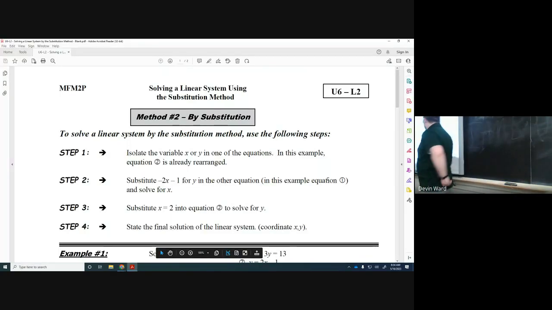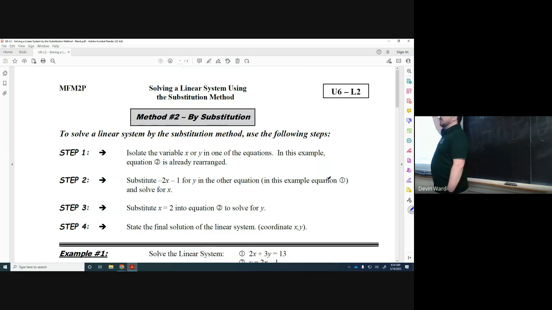So that was the first method that we did, where we can solve linear systems graphically or using graphs. Here, what we're going to do is the substitution method. So we have a couple of steps that we go through.